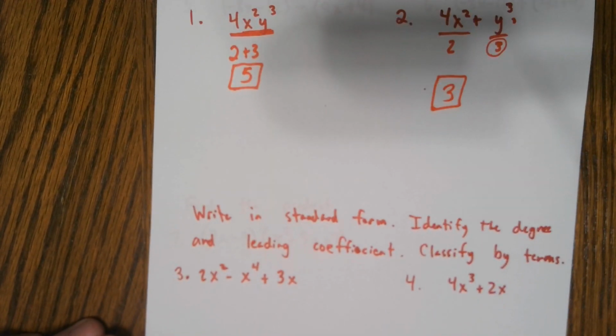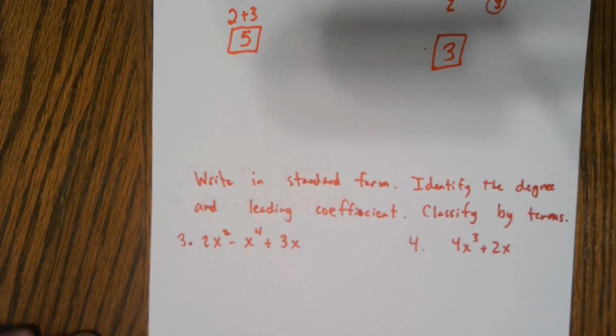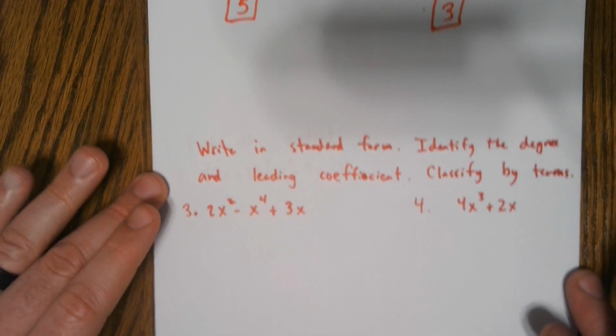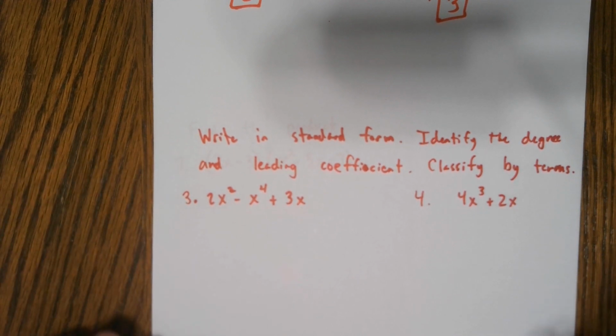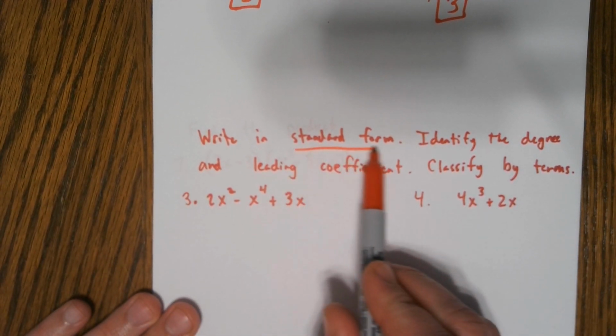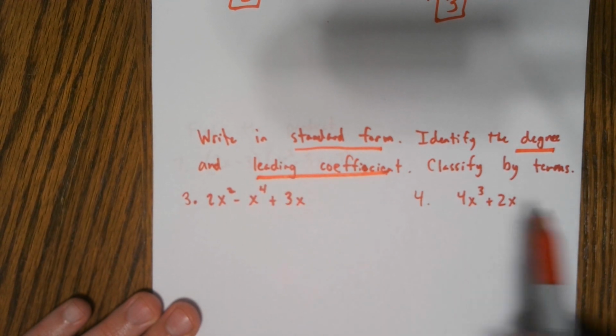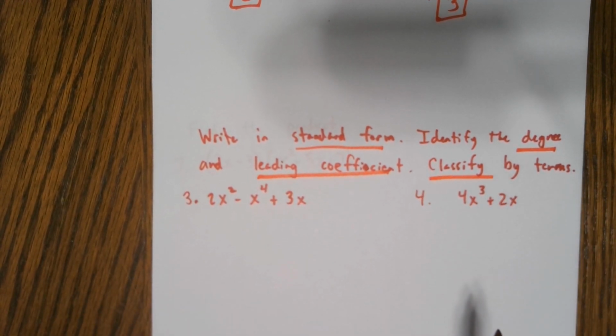Okay. Next kind of problem. This is again review of what we've had, but we want to make sure that we do all the things that it says. So we're going to write in standard form, we're going to find the degree, we're going to find the leading coefficient, and we're going to classify. So we're going to do 4 separate things. So we want to make sure that we do all 4 of those things if it's asking for all 4 of those things.